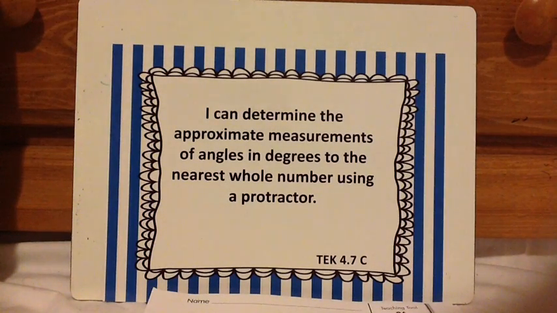Hi scholars, let's look at TEK 4.7c. It says, I can determine the approximate measurements of angles and degrees to the nearest whole number using a protractor.